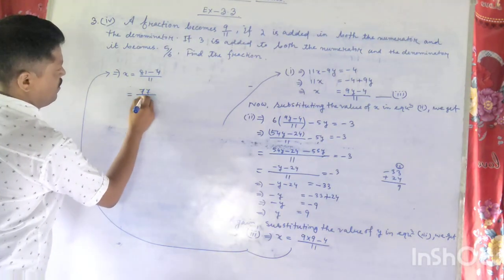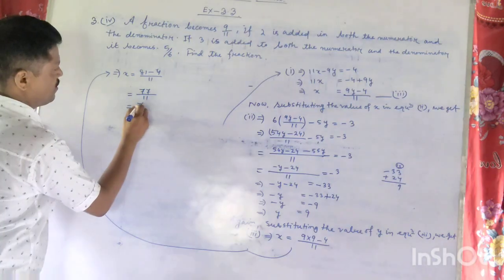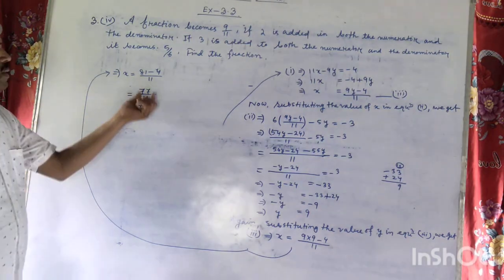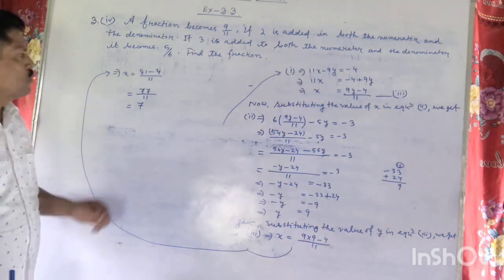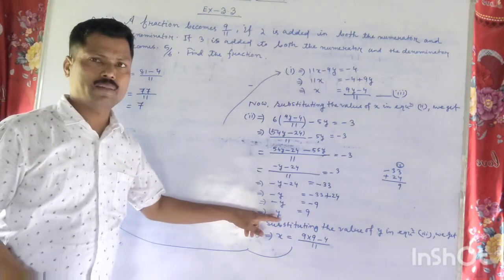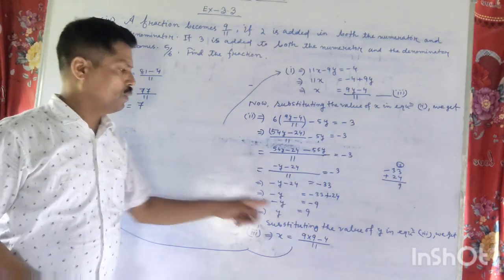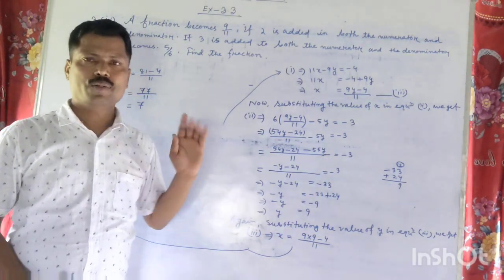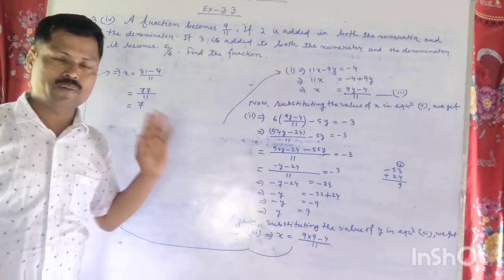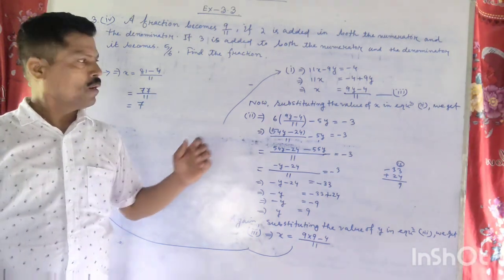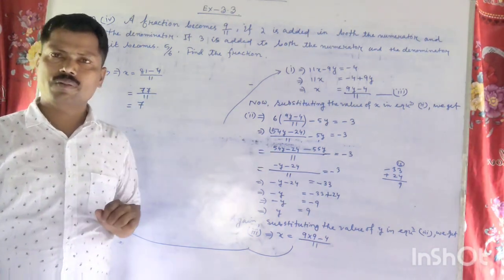77 divided by 11. Then what we will get? Here 7. So in 77, 11 will be 7 times. So x value also we find out here 7, and y value also find out 9. So x and y value we have found out here. That means numerator value and denominator value are found out.